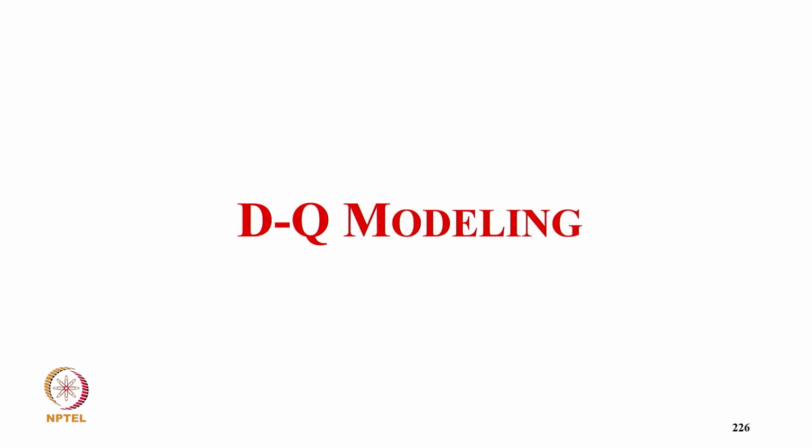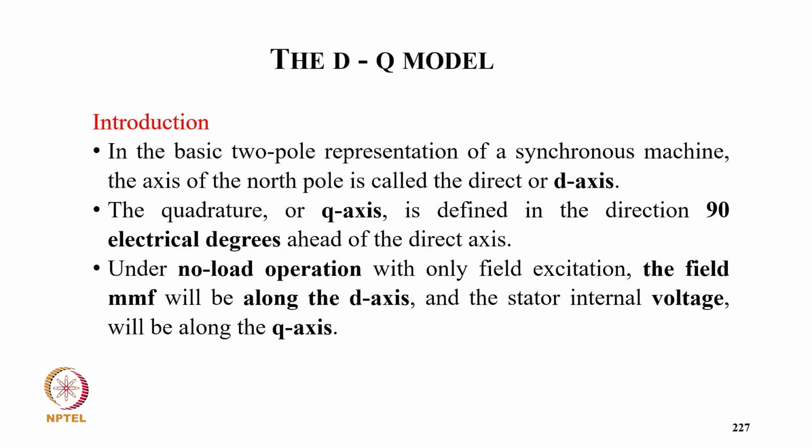Now coming to DQ modeling, which is the base, you can call it the backbone of vector control. In the basic two-phase representation of the synchronous machine, the axis of the north pole is called the direct axis or D axis, and the quadrature or Q axis is defined in the direction of 90 degrees electrical ahead of the direct axis.